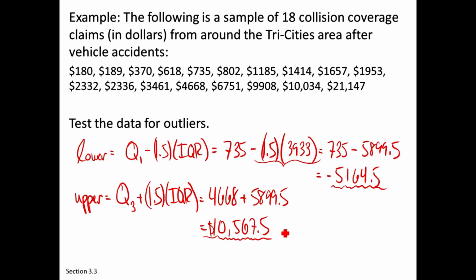Does anything exceed that? Yeah, notice that this $21,000 claim exceeds our upper boundary. And so this is the value that we would flag as a potential outlier. Basically what we said is that we wouldn't be surprised to see claims anywhere from zero up to 10,567.5. But this one is way out there. This is way above our upper boundary. So you might want to look into this one. Is this really representative of claims?